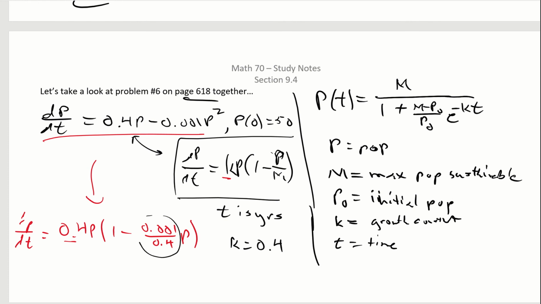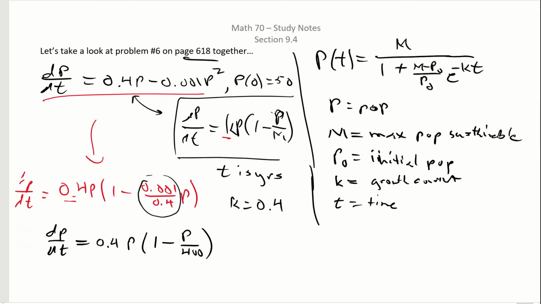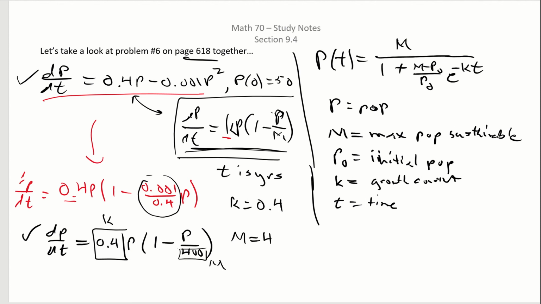And if I were to clean this up, I'd be able to figure out more stuff as well. When you clean that up, you get this. dp dt is 0.4p times 1 minus p over 400. That's like saying 1 over 400, so it's p over 400. What you're supposed to do on this problem is compare this, which started out this way, but we turned it into looking like this differential equation. And you're supposed to be able to go, oh, okay, now I see that this 0.4 is k, and I see that this 400 underneath here is m, so m is 400.